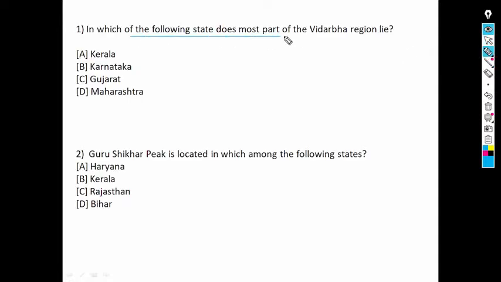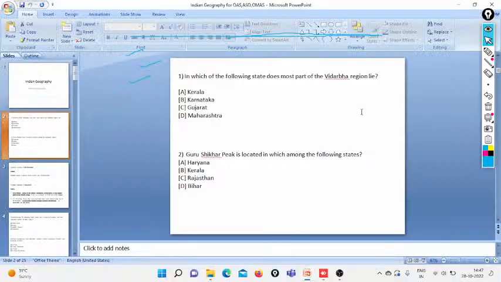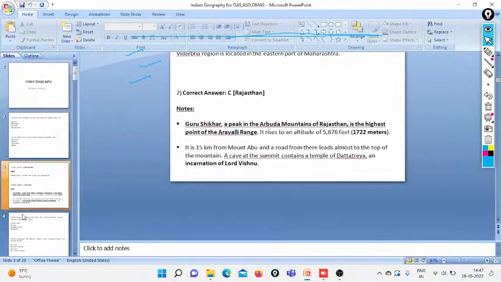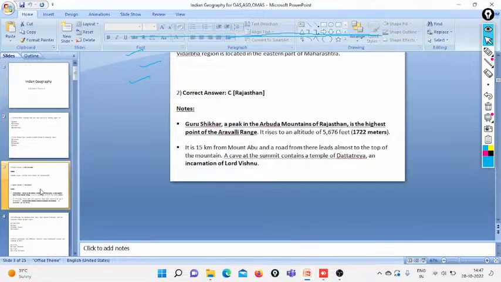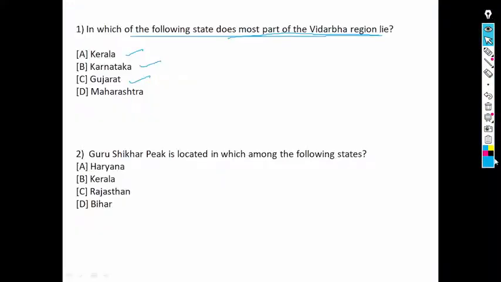First question: which of the following states does most of the Vidarbha region lie in? Kerala, Karnataka, Gujarat, or Maharashtra. So the answer is Maharashtra.